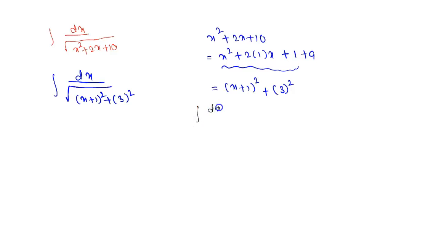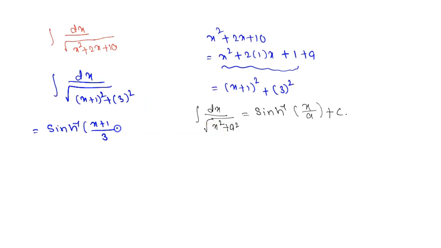Integration of dx by root over x square plus a square is equal to sin h inverse x by a plus c. So here if I apply this one, sin h inverse, the x value is there, x plus 1, by the a value, which is 3. Sin h inverse of x plus 1 by 3 is the answer for this question. Right.